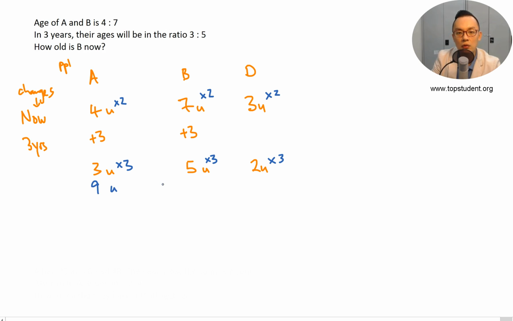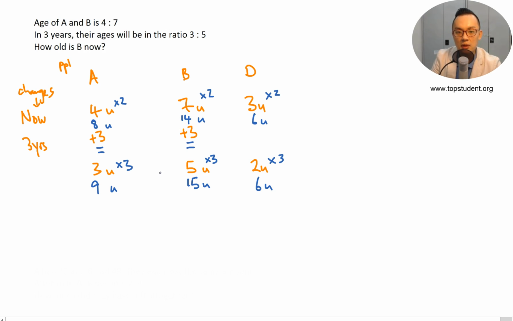So I have 9u, I have 15u, and I have 6u, 6u, 14u, and 8u. So now my difference is the same. Let's look at the difference. So 9 minus 8 is actually 1u, and it's 3 years. So I take 15 minus 14, which is also 1u, and it's 3 years.